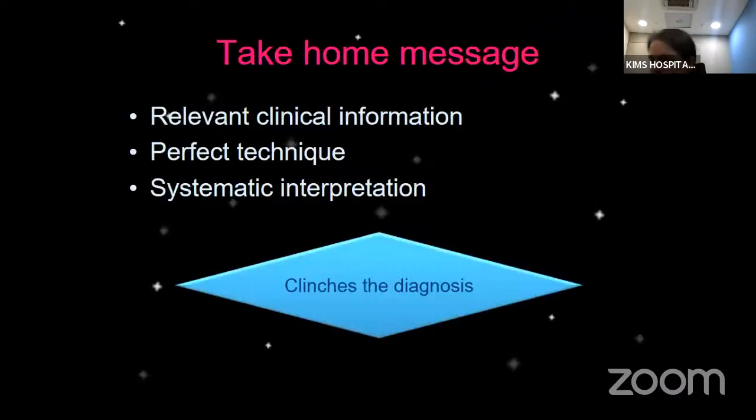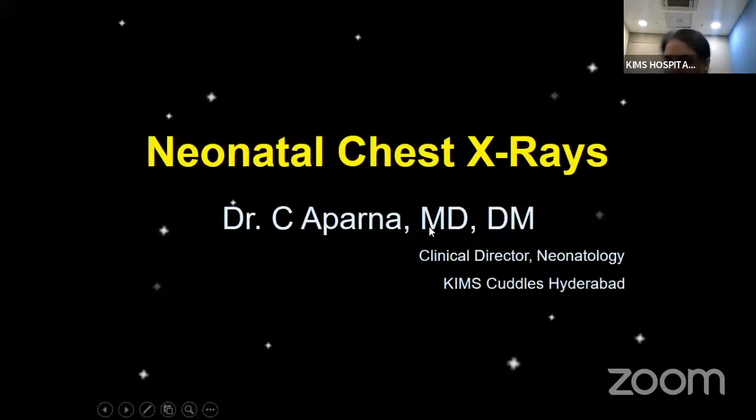So to conclude, some important take-home messages are: relevant clinical information is always essential for the interpretation of an X-ray. Perfect technique is essential for getting good and optimal films for optimal interpretation. A systematic approach for interpreting an X-ray, starting from the positioning, centering, commenting on soft tissue, bones, the diaphragm, pulmonary parenchyma, and then progressing to the mediastinum, where we comment on the thymic shadow, cardiac shadow, will ensure that one doesn't miss any significant finding.